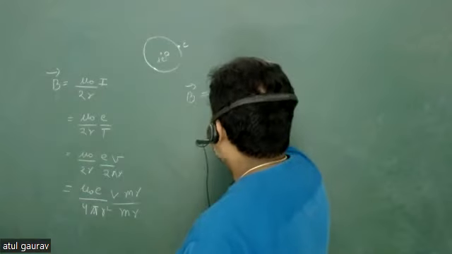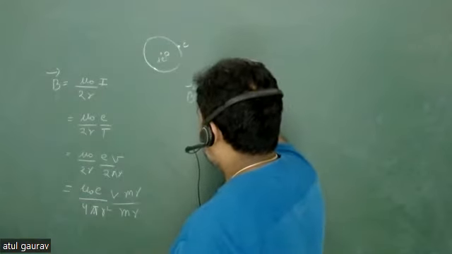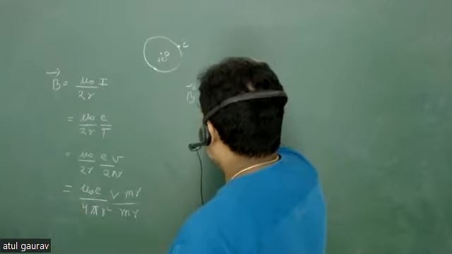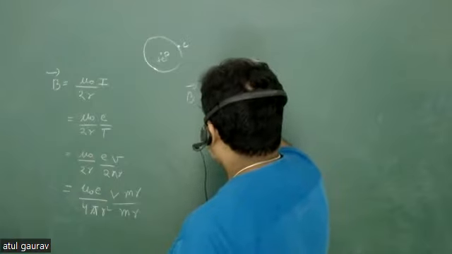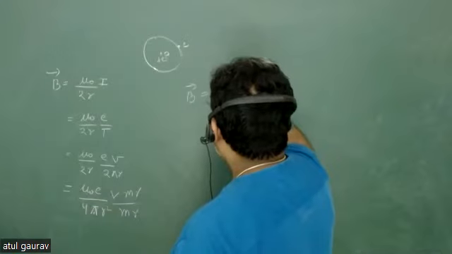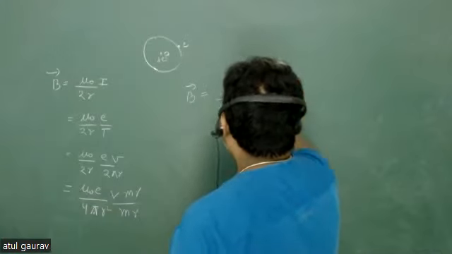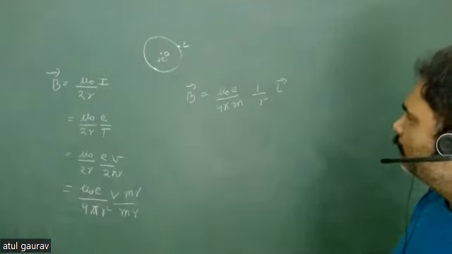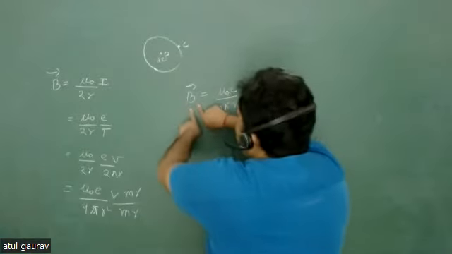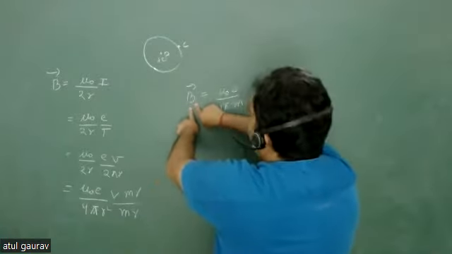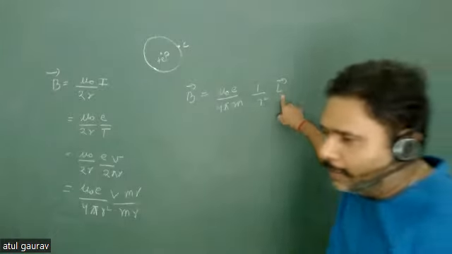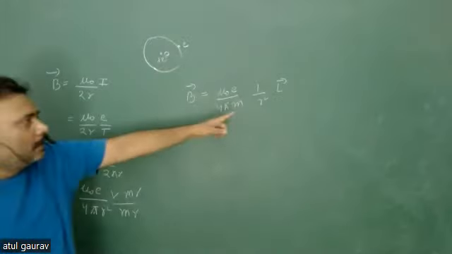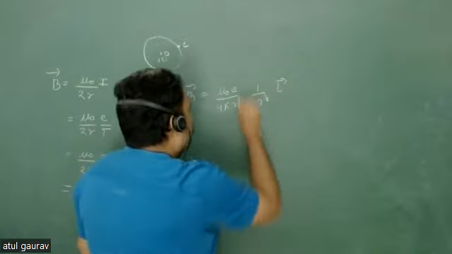This vector quantity can be written as mu naught E upon 4 pi M into 1 by R square and L cap. And L is nothing but what? Angular momentum. Are you getting my point? This is magnetic field due to proton in terms of angular momentum of electron. Are you getting my point? Yes, sir. ठीक है? In terms of angular momentum of electron. And this is R cube, not R square. This is what? R cube.